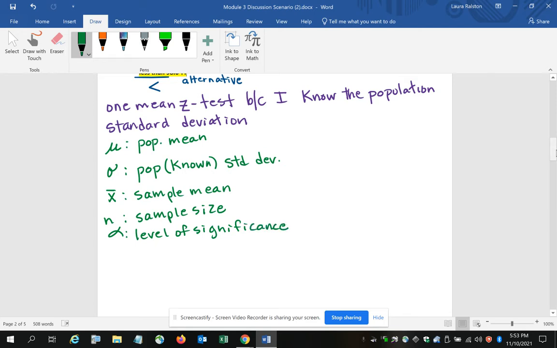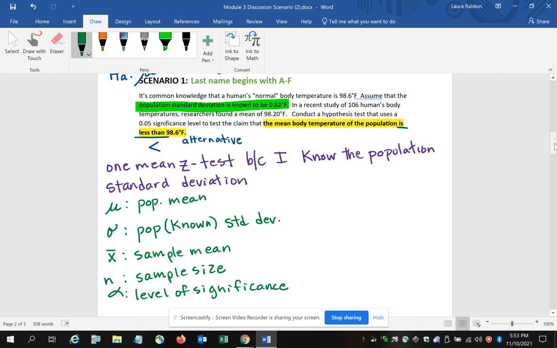The population mean, Minitab, I believe, refers to that as the hypothesized mean. And they refer to it that way because it's the value that's in the hypothesis. So for us, that is 98.6 degrees Fahrenheit. I have the population standard deviation highlighted in green in my paragraph above. So it's 0.62 degrees Fahrenheit.